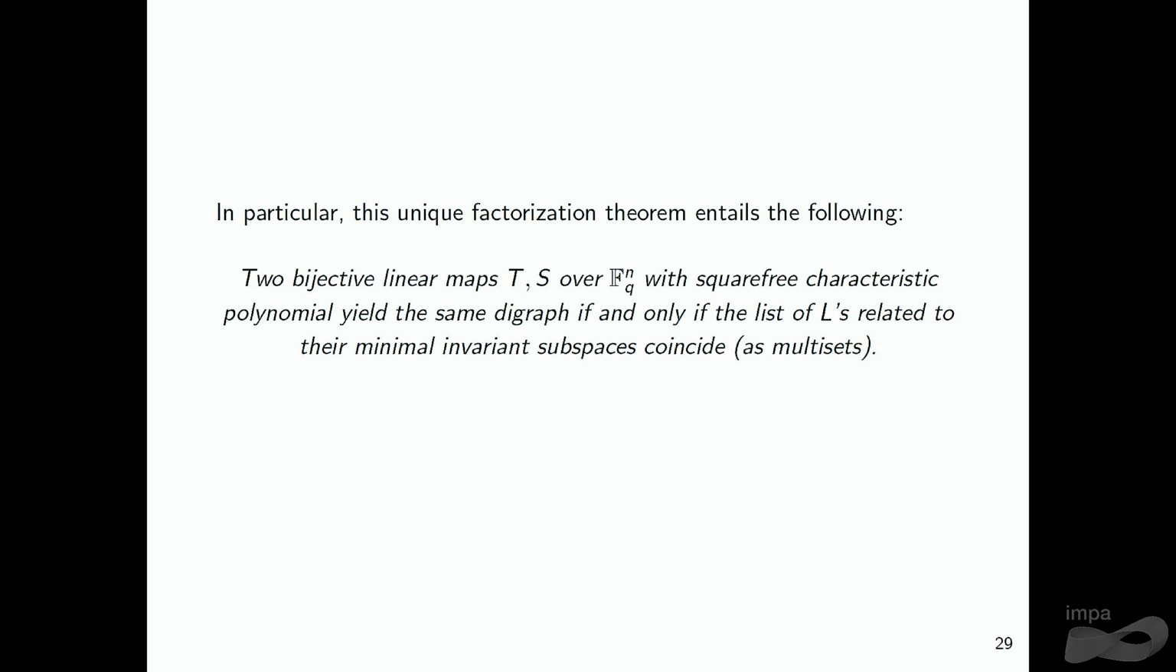Okay, so basically with this theorem, we can conclude the following. If I take two bijective linear maps, requiring that the characteristic polynomial is square-free, they would yield the same digraph if and only if the list of numbers L I get from each invariant subspace, up to a permutation, will be the same, right? And so now I just need to compute how many lists of L's I can get from a vector space of dimension n, right?